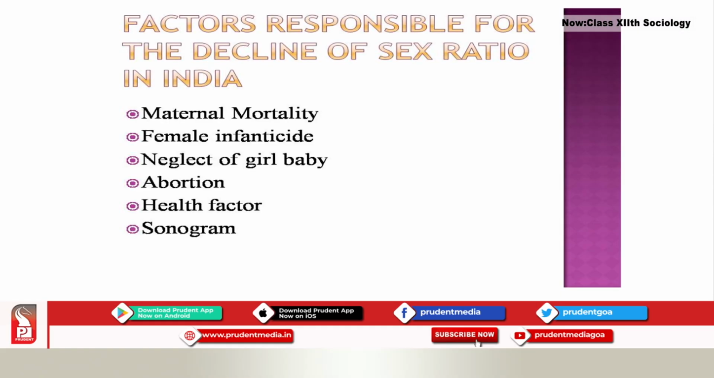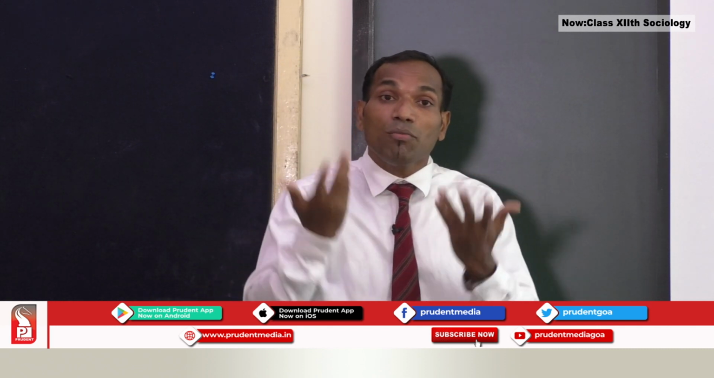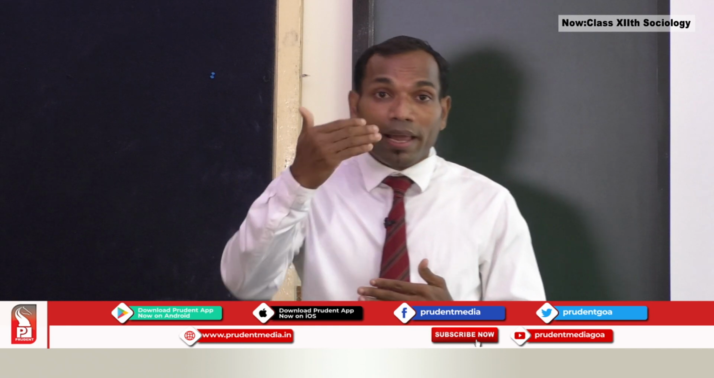Next we have sonogram. Now sonogram is a diagnostic technique or diagnostic device used to identify genetic disorders or any other disorders. Now if you identify any genetic disorder, then subsequently selectively they used to abort the fetus. So this is another reason why we have got a decline of sex ratio in India.